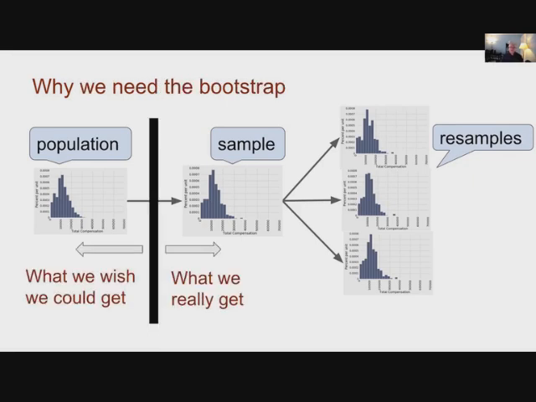Again, why are we doing this? It's worth reiterating this point. We wish we could get the entire population, but all we got was this sample. And so we're going to treat this sample as if it were our population, and we're going to take repeated samplings from our sample. We're going to call them resamples.